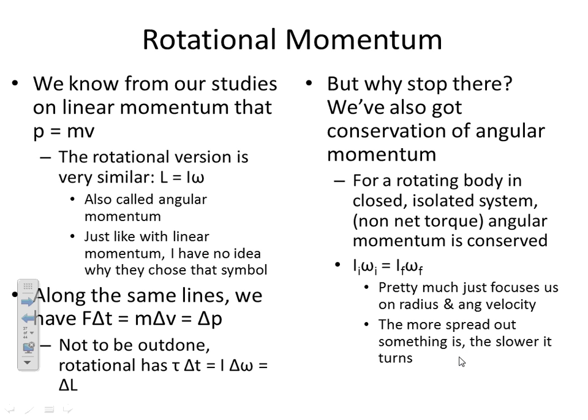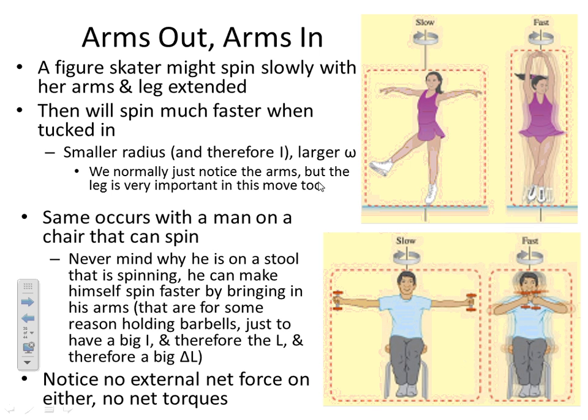Okay, and pretty much what we're talking about is moving in versus moving out. So, click. Okay, so these are some of the pictures from the textbook. We've got a figure skater spinning around and moving arms in, moving arms out.